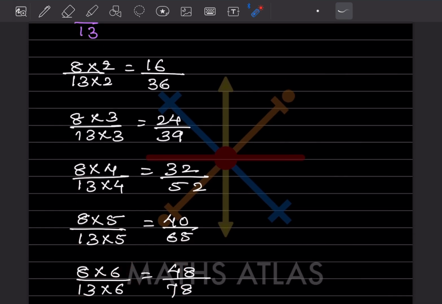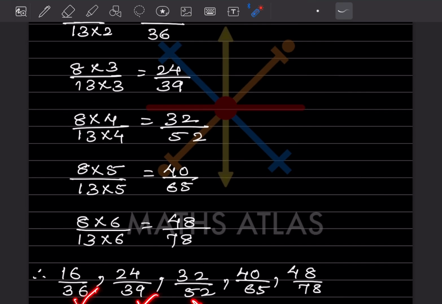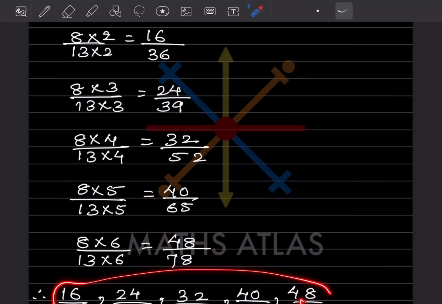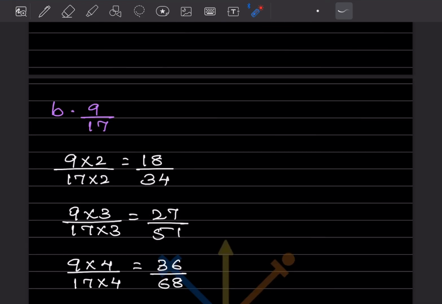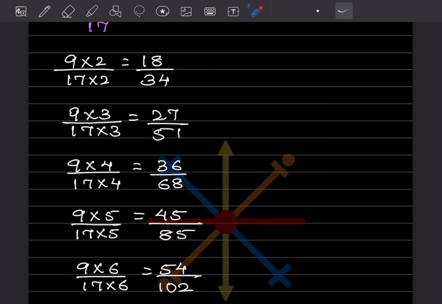So we can write this one by putting commas in between. So these are the 5 equivalent fractions. Now we'll see the same thing for this one. This is 9 by 17. First you multiply by 2, then by 3, then by 4, then by 5 and then by 6. So you get this one.